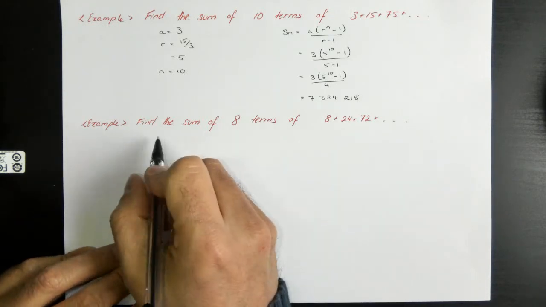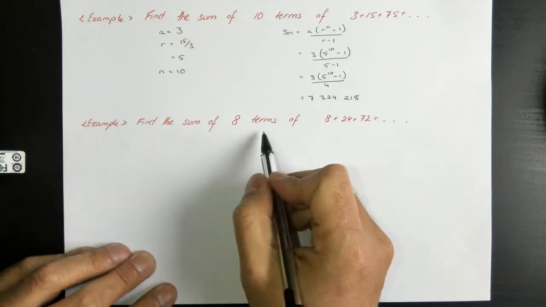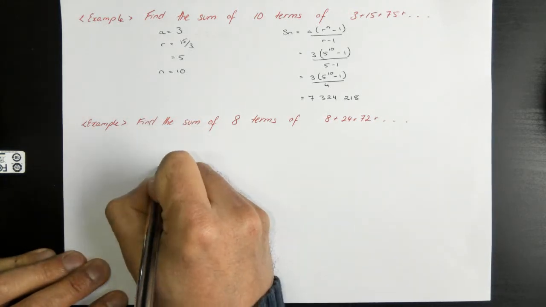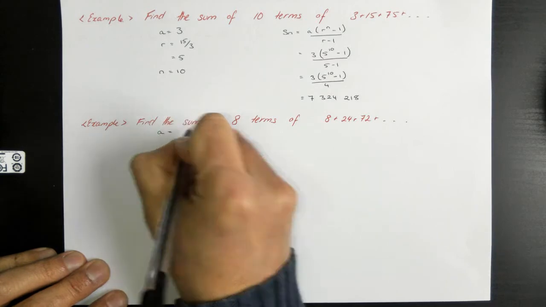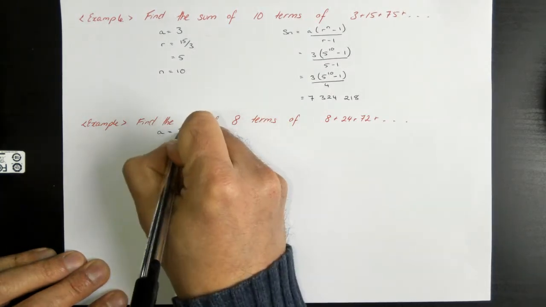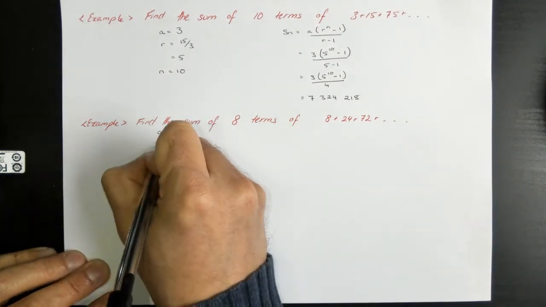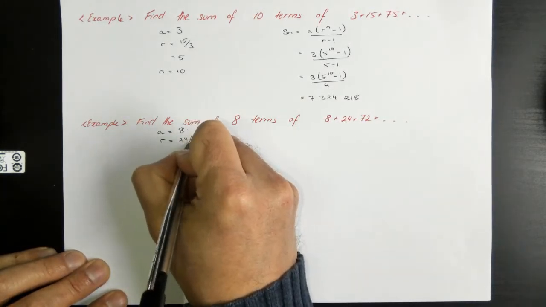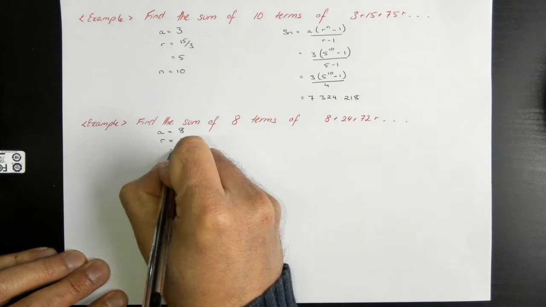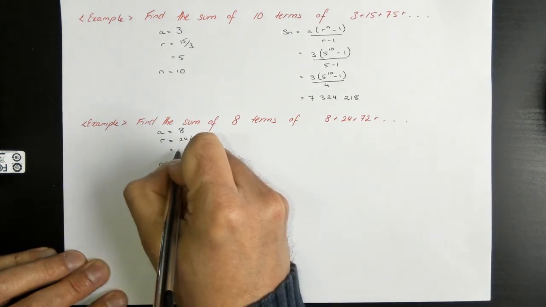Okay, let's do another example. We want to find the sum of 8 terms. So in this situation, n is going to be 8. a is the first term, which is 8 as well. r is the common ratio, and we find that by doing 24 divided by 8, which is 3.